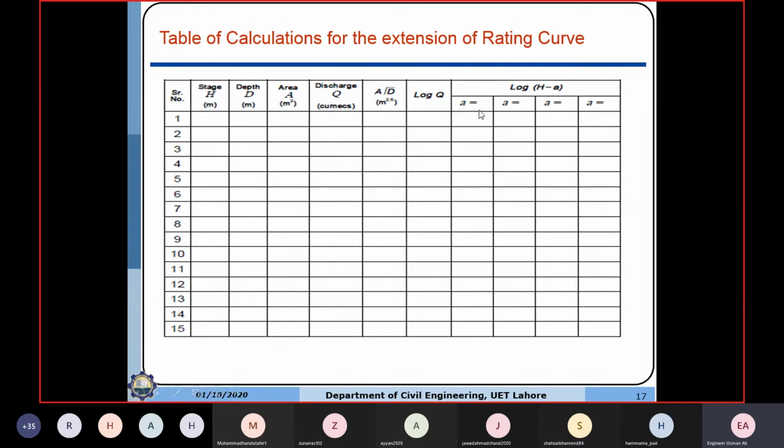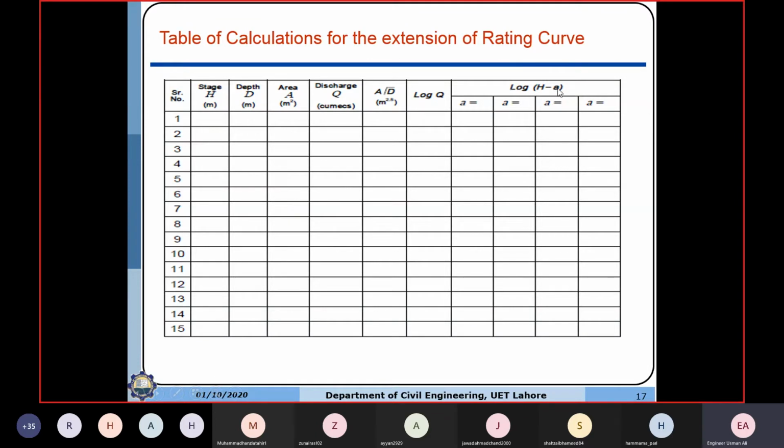Anyhow, assume different values of a from 0.1 to 0.5, like you take 0.1 over here and you find out log of (H minus a). What is log of (H minus a)? This H is given. So find out this column 2 minus this value of a and then take the log.